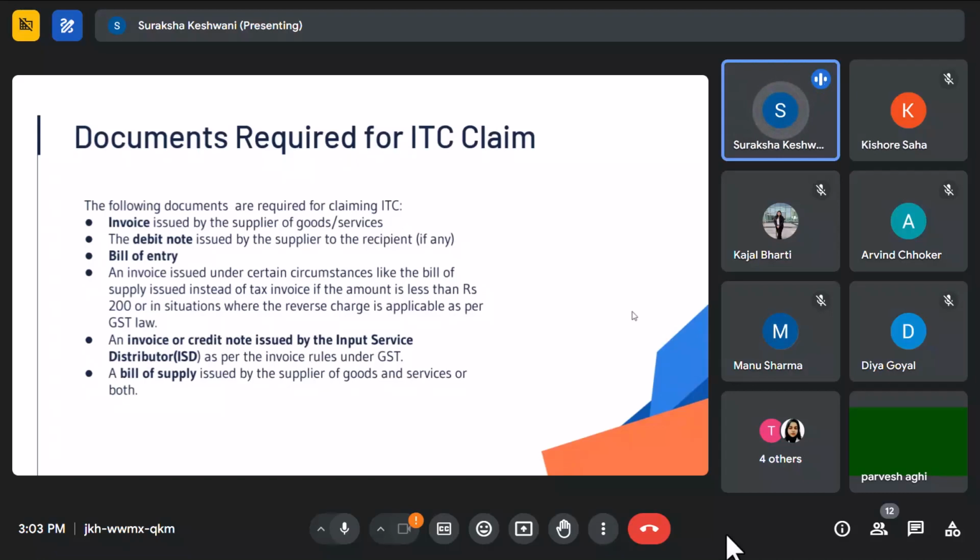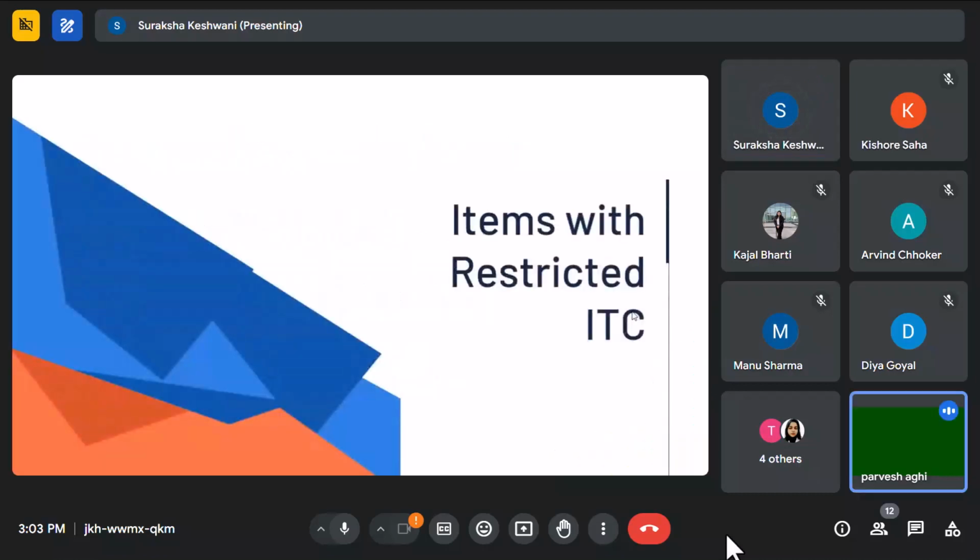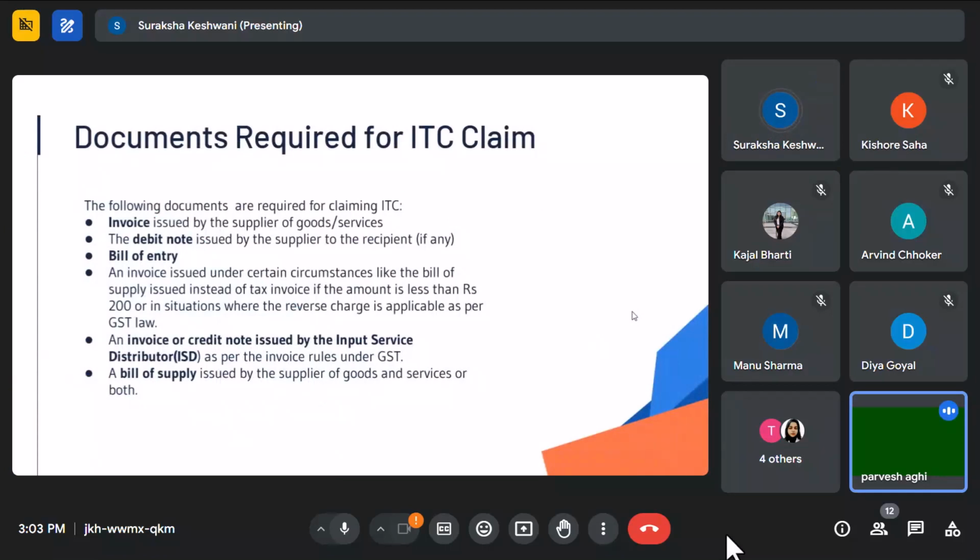Then an invoice or credit note issued by the input service distributor as per the invoice rule under GST, and the bill of supply. Okay, just hold on, Suraksha. Just go back. So basically, you said input service distributors. Who are these people? Can you give me an example?